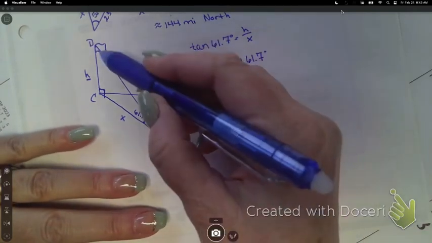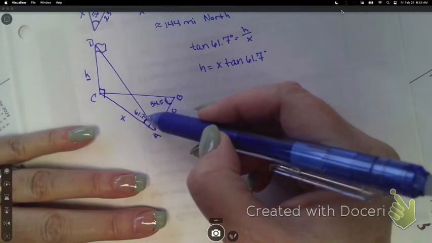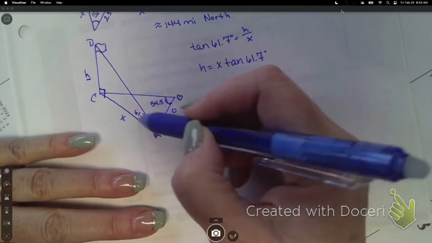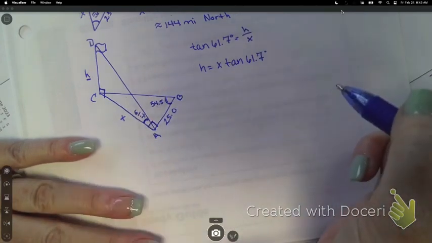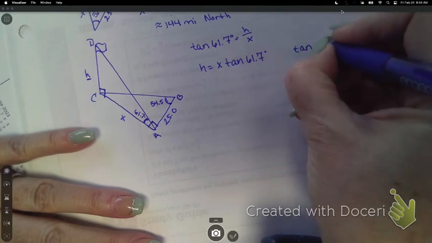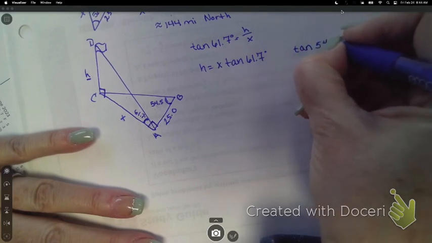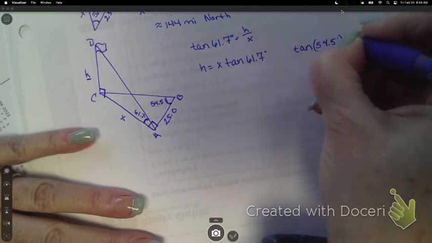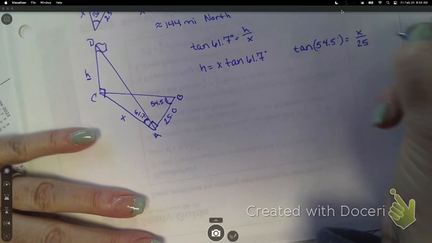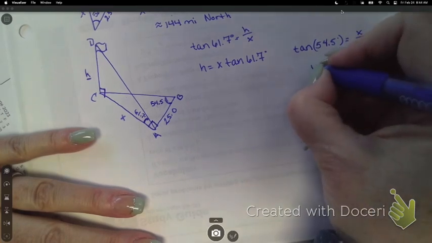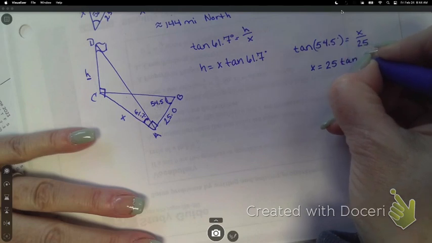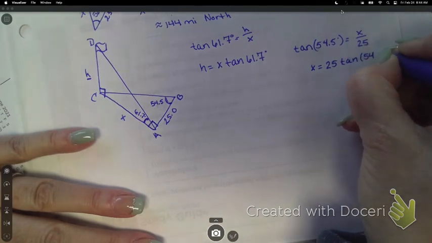Now you got to kind of erase all this extra stuff right here, right? So you're just looking at the bottom. Why don't you use tangent? So tangent of 54.5 is equal to X over 25. So X equals 25 tangent of 54.5.